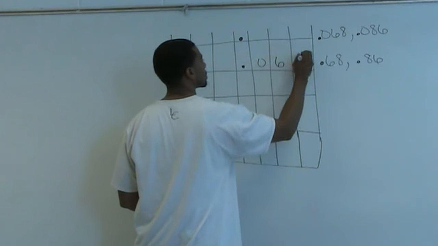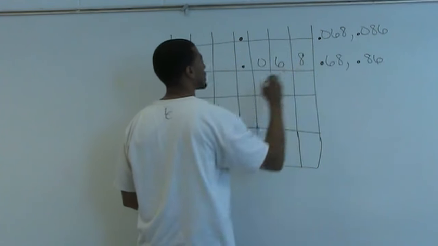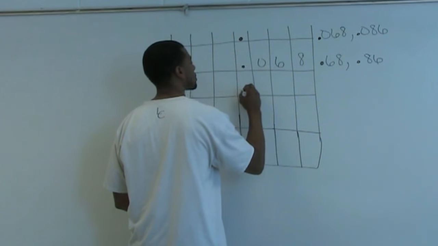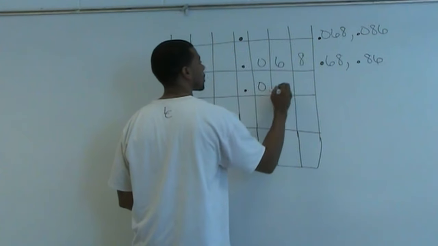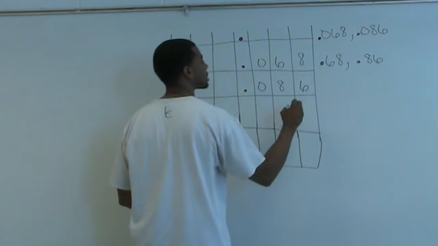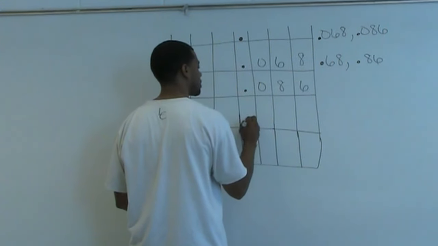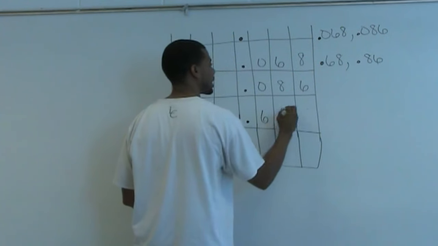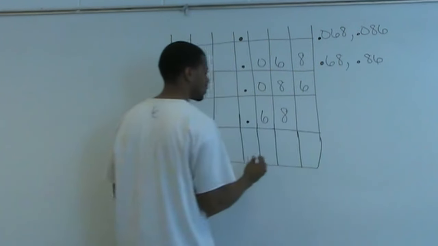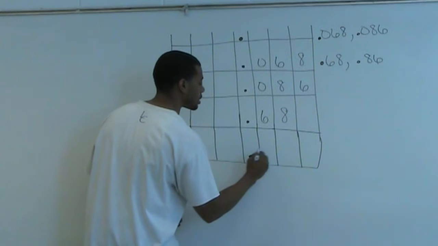0, 6, 8. I have 86 thousandths. Place my decimal in first. 0, 8, 6. Then I have 68 hundredths. Place my decimal in. 6, 8.